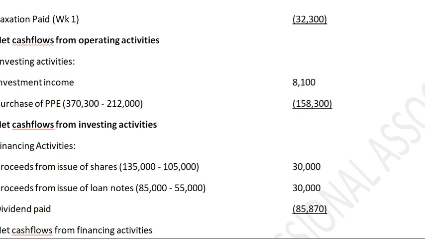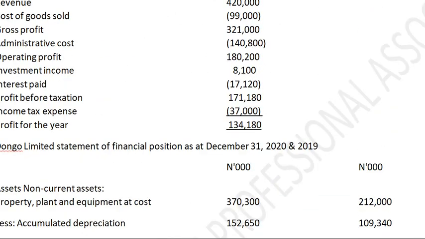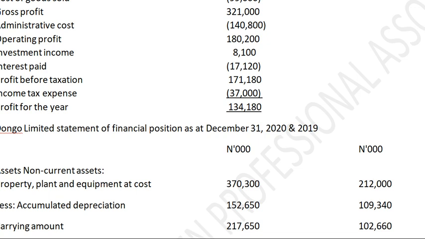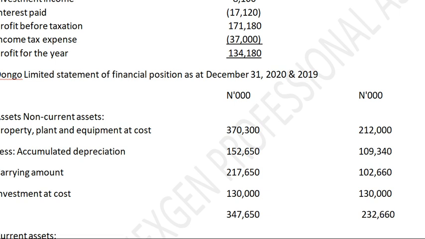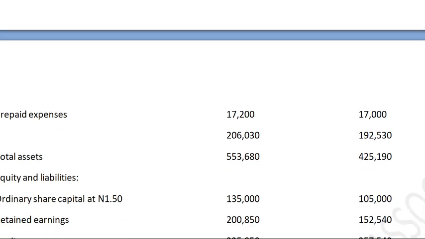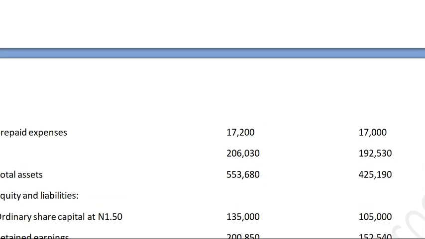Oh yes, there are workings on that because we have opening and closing balance on that. So let's check how we got this so that you can understand the workings. One, tax paid. We have the opening balance for the year to be 32,300. If you go to the current liability section, you will see it there. And remember, when we did the last class, I explained to you how to determine your tax paid for the year. It is the opening plus the current year minus the closing. And so the tax for the current year, under the current liability, you always see it.